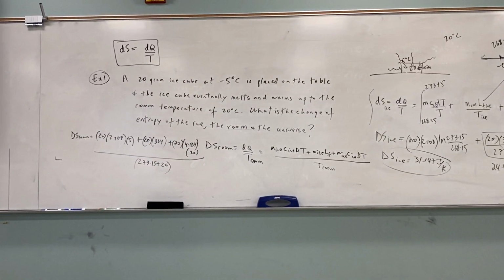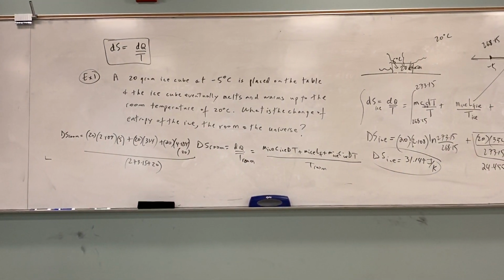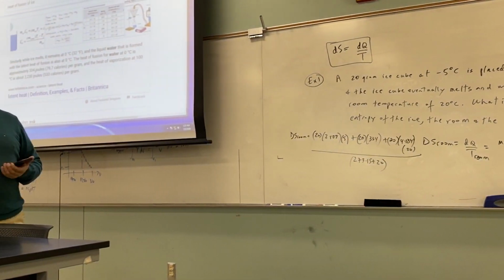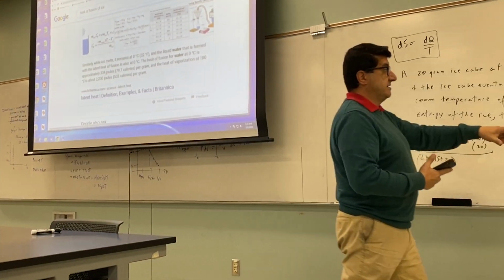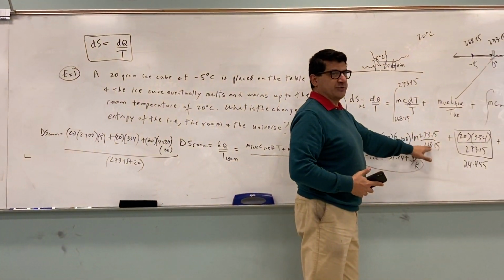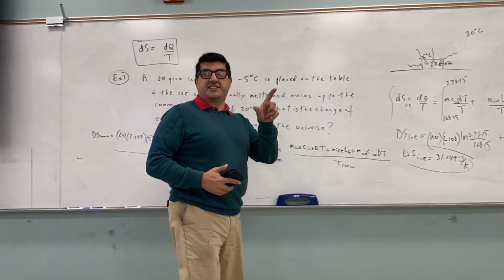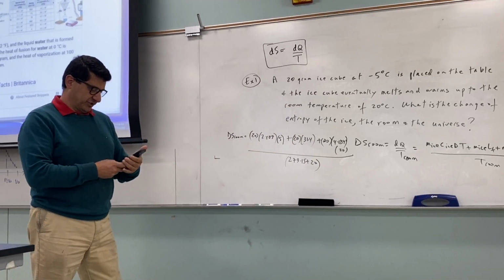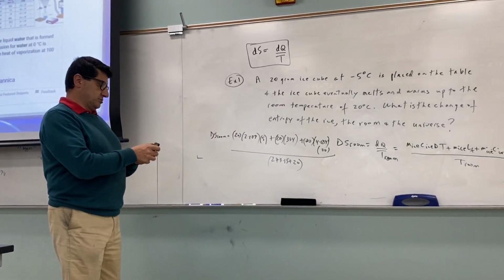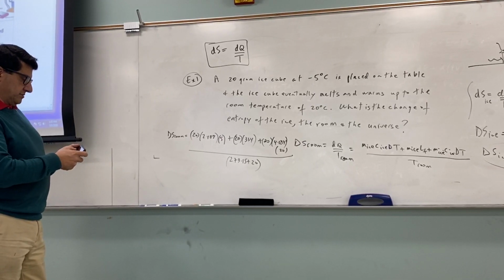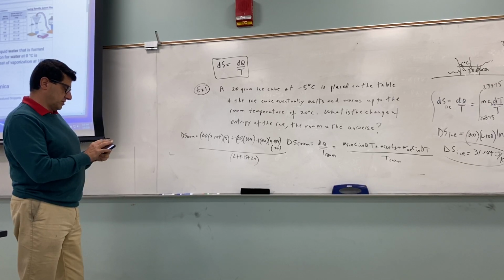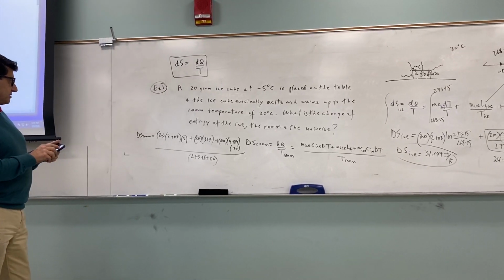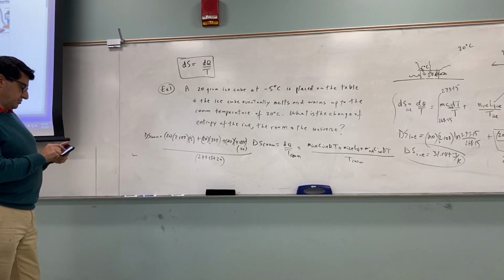Are you supposed to change the temperature to Kelvin or keep it in Celsius? Change in temperature can be Celsius or Kelvin. It's the same. When I do ln, I have to use Kelvin because it's a ratio of two temperatures. But delta T can be Celsius or Kelvin. Good question. So now I'm going to do 20 times 2.108 times 5 plus 20 plus.